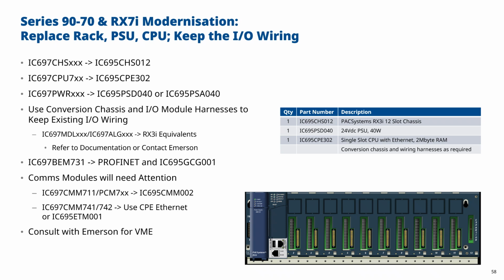Again, communication modules need attention. So CMM for Modbus RTU slave, PCM often for Modbus RTU master. Again, they can be replaced with a CMM002 as before. And then if it's Ethernet, you either use the CPU Ethernet or we add in an IC695 ETM001. So a bit more work around the I/O side.